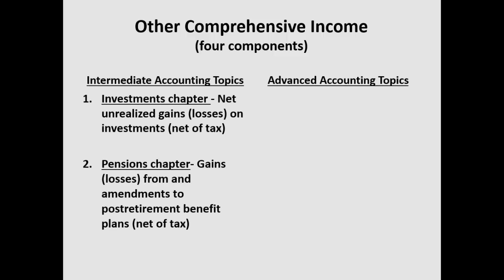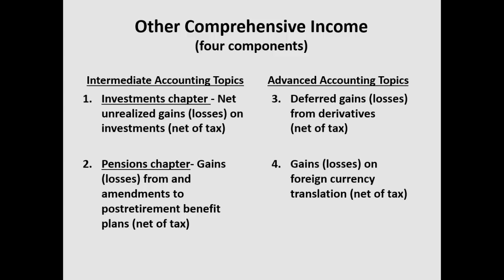So looking at other comprehensive income, what is it? Well, there are four main components. Two are taught in intermediate accounting, but these actually are not until the second semester. The other two components are not taught until the senior level if you're working on a bachelor's degree in accounting, looking at derivatives, looking at foreign currency. But it is important to know in intermediate accounting what the four components are.